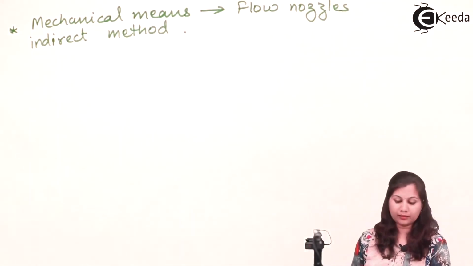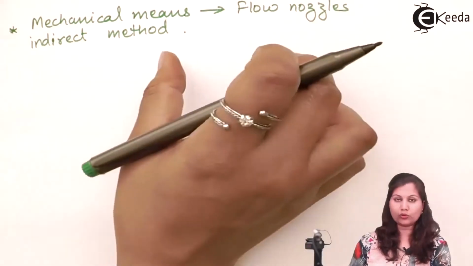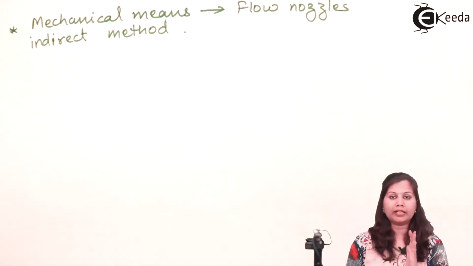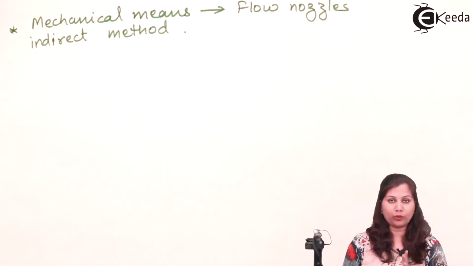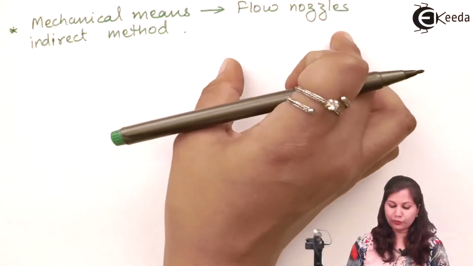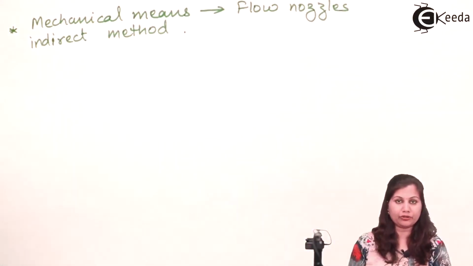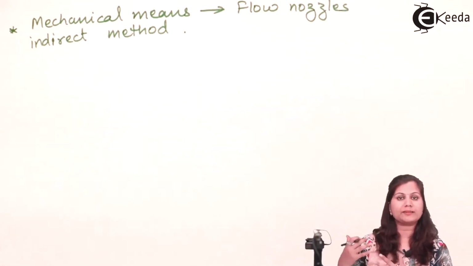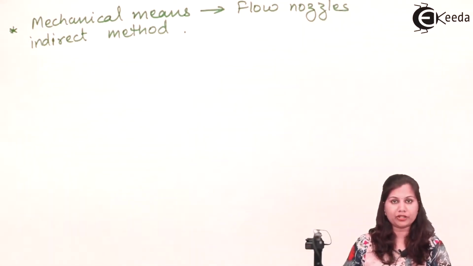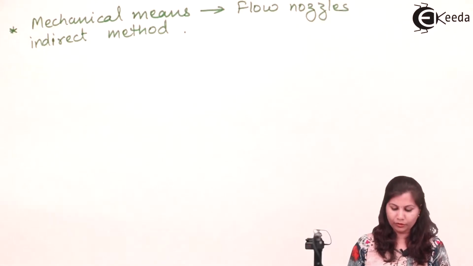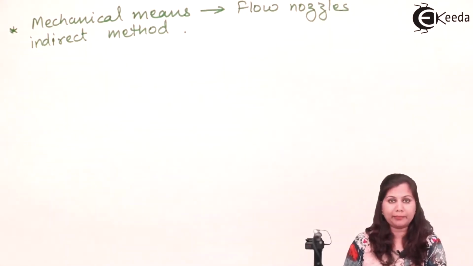So this was the basic principle of the flow nozzle: when the flow nozzle is placed in the pipe in which the fluid is flowing, whose flow rate we want to measure, due to the presence of the flow nozzle there will be a pressure drop, or a change in the pressure, and this change in pressure is measured by the differential pressure sensor, and the change in pressure is proportional to the flow rate. So that was the basic principle.